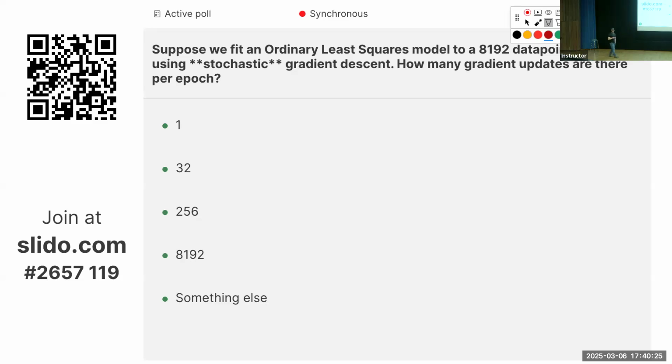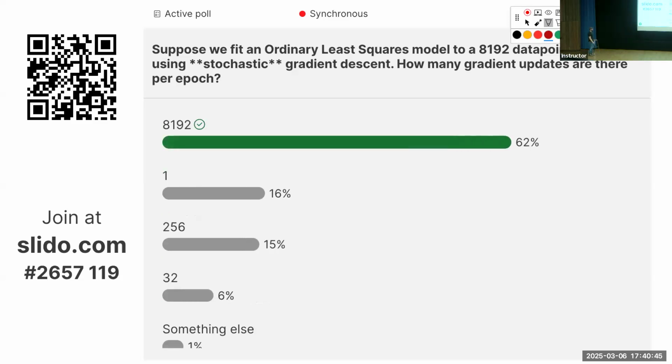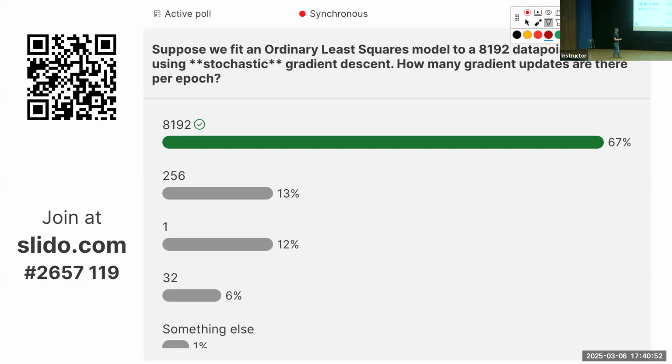In stochastic gradient descent, we approximate the gradient using the gradient computations on individual data points. Each data point is going to give you its own approximation of the gradient, and then its own update. So with 8,192 data points in stochastic gradient descent, you're going to get 8,192 updates to your parameters. Okay, that's SGD, stochastic gradient descent. Variants of SGD are used to fit lots of different models out there.